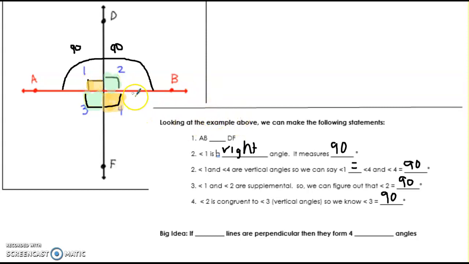So looking at that, we have two perpendicular lines. Going back up to question number 1 here, AB is perpendicular to DF, meaning that their intersection right here is what I like to call a perfect intersection. It creates 4 90-degree angles. So the big idea at the bottom is if two lines are perpendicular, then they create 4 right 90-degree angles. So those again are all assumptions we can make from that image.